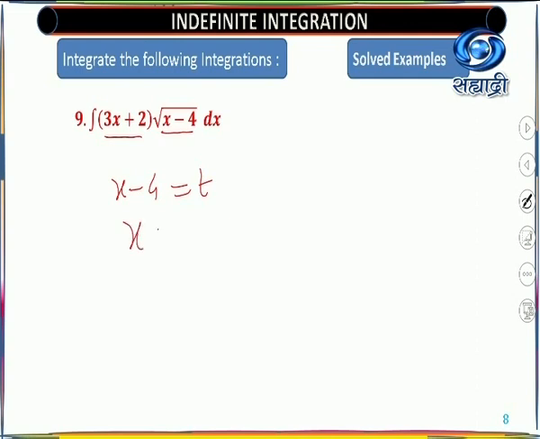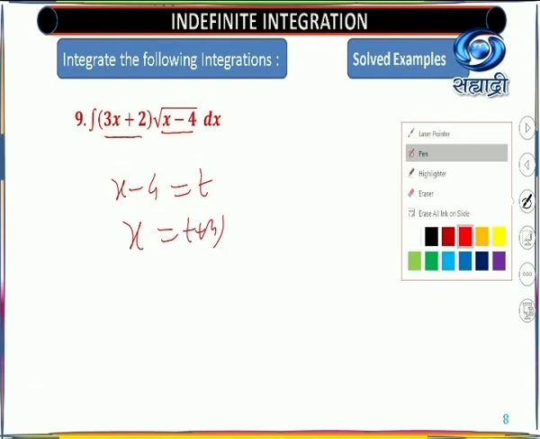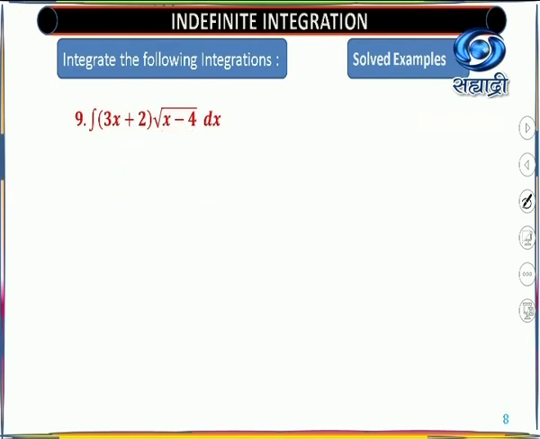So what will be the x value? The x value is t plus 4. Immediately this will be simplified and you will get x in terms of t, with t raised to half here. And you need to multiply and you will get your value. Okay. So this way you start thinking. Thinking is important. Then only you are able to solve the integral. You must think in the right direction.